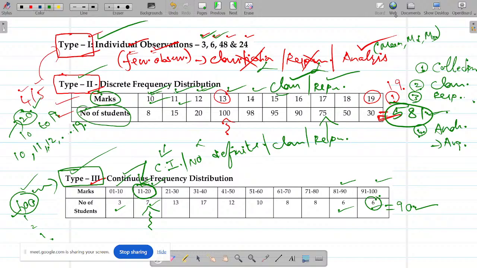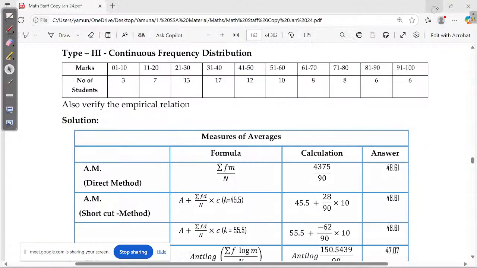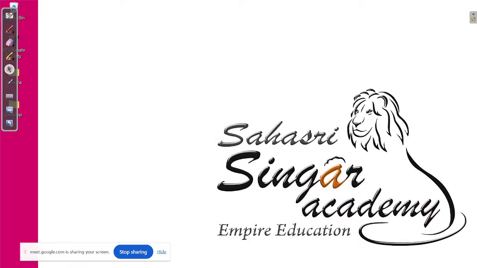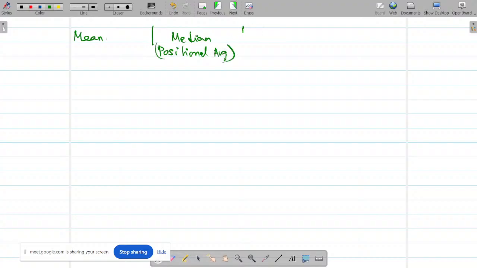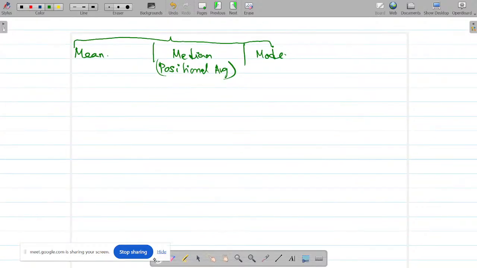Okay. So this is about type 3 questions. Okay. I take over. First we'll go for mean. Then we'll go for median. Median has another name called positional average. Then we'll go for mode. These three will be covered under averages.